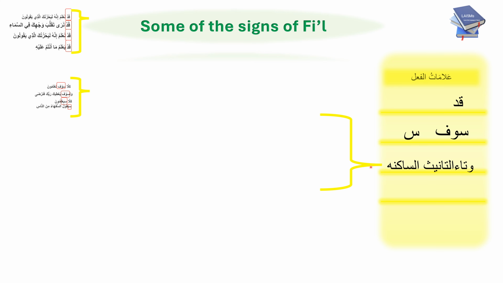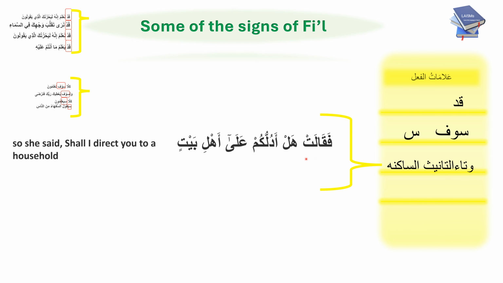Then the final one is تأنيث الساكنة. Okay, I hope you remember. We have explained تأنيث الساكنة. So here, فقالت هل أدلكم على أهل بيت. So she said, shall I direct you to a household? فقالت. So that means the تأنيث الساكنة, the word before it has to be a verb, and the equivalent is said. فقالت.